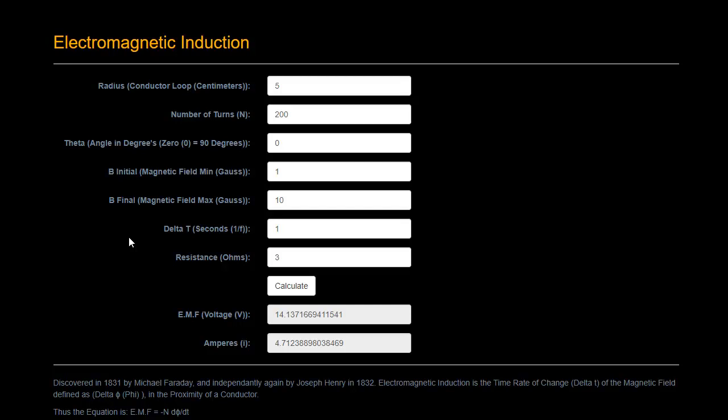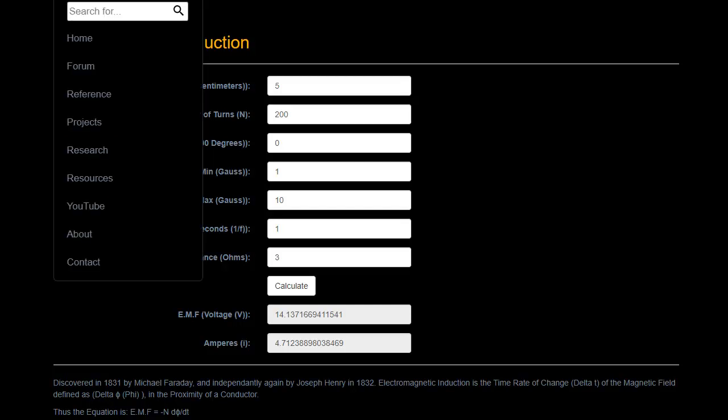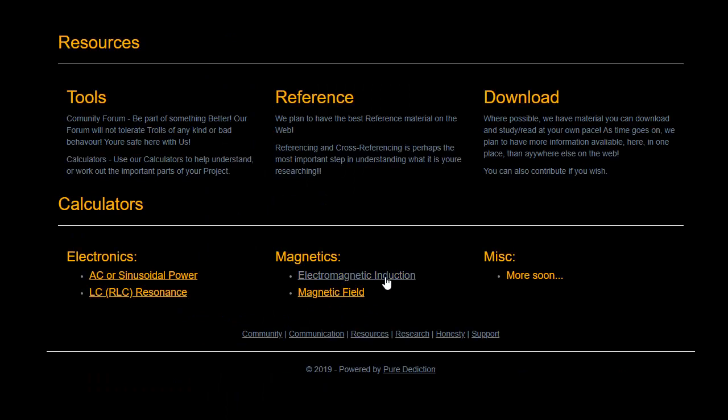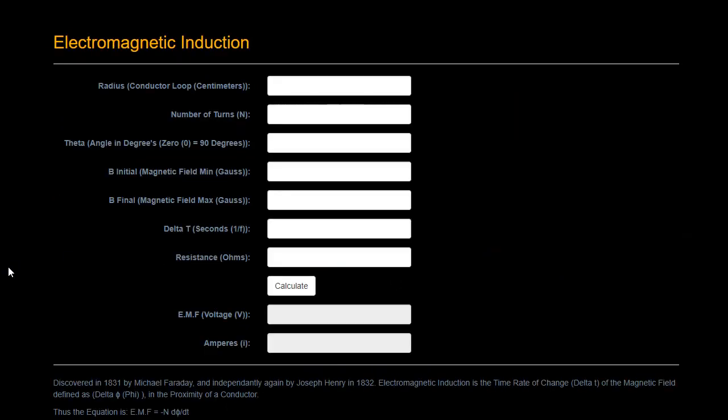Okay, so again, electromagnetic induction is really important. This little calculator is really built to try and help people out. If you want to get to it, on my HiIQ website, go into resources, then magnetics, then electromagnetic induction, and you should be able to get to it easily enough.